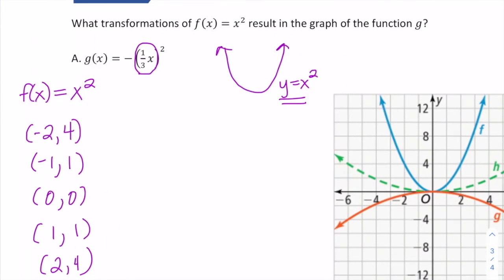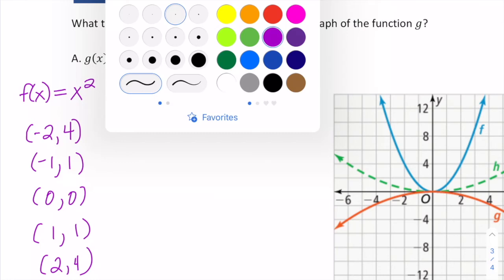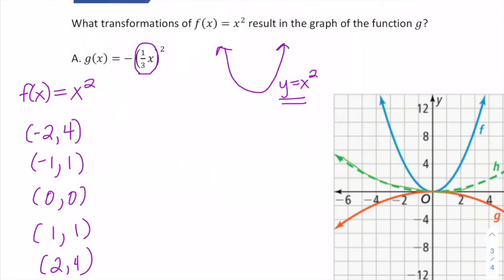So the first step is looking at this green function, this h right here. So this is what we did right here, is we're going to multiply all the x's by 3. It's actually the reciprocal. Remember, anything that's in the parentheses is kind of, you can say, the opposite. So when we have the 1/3, it's kind of stretching it out horizontally, or you can say a vertical compression. But what I'm going to do is I'm going to multiply all these x's by 3.